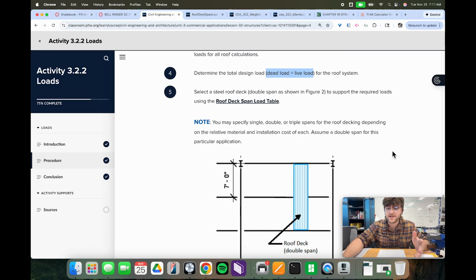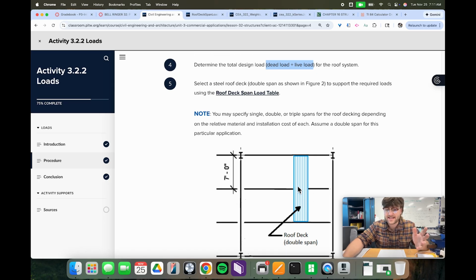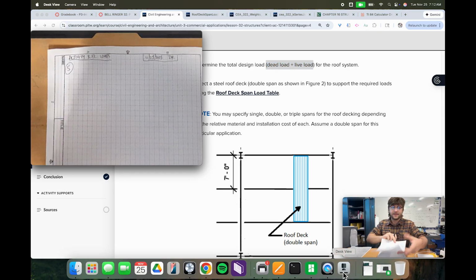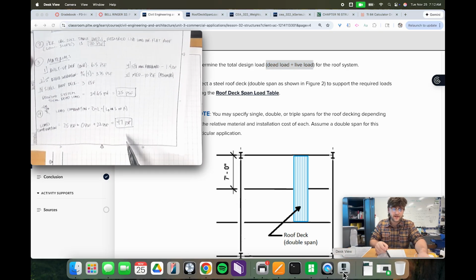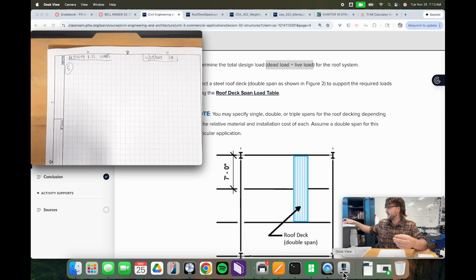So moving on here, we've got question number 5. Now they want us to select a steel roof deck. It is given that it is double span, right? So we're spanning these two guys here. We also see that the clear span is 7 feet here. And that's to support the required loads that we just calculated, right? Just as we said there, we've got a total load combination of 47 PSF. And so that's going to be the design load we need to carry.